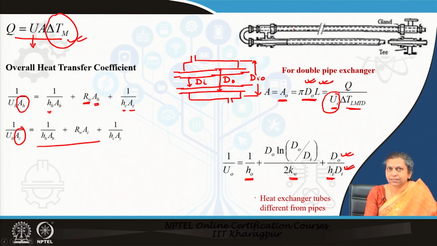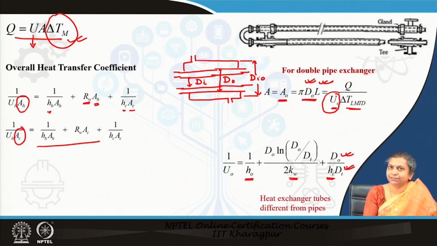Now, here I would just like to mention one thing, that heat transfer tubes are slightly different from normal pipes. In normal pipes, when they are specified by the nominal diameter, it is neither the inside nor the outside diameter, it is a notational specification. In heat transfer tubes, when we say nominal diameter, it refers to the outside diameter of the tubes.